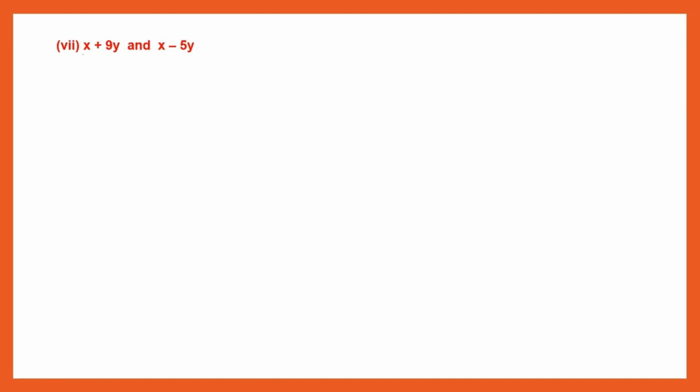Question 7. Let's take the first term. So here it is, x into the second binomial, x minus 5y. Now let's take the second term of the first binomial, that is plus 9y, into the whole of the second binomial, that is x minus 5y. Now let's multiply x into x. X into x is x to the power of 2. And then we go on to the next one, that is x into minus 5y.